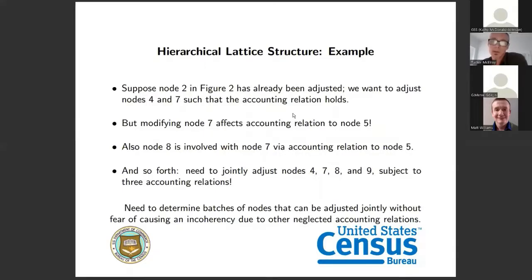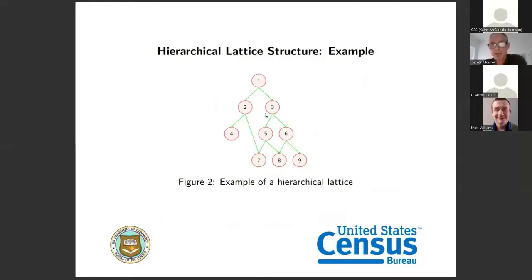One thing that's tricky, and this is motivational for why I have to get into all this graph theory, is this. Suppose we've been going along from top to bottom and node 2 has already been adjusted, and we want to then adjust nodes 4 and 7 such that the accounting relations hold. So we've done 2, and we want to get 4 and 7. We're going to modify those such that they add up to 2. But 7 is involved in an accounting relation with node 5. So really, node 5 should be putting a constraint on 7, and so it makes sense that we should have already adjusted node 5.